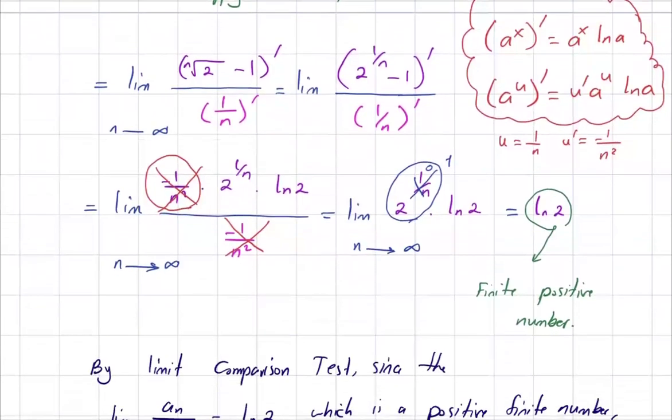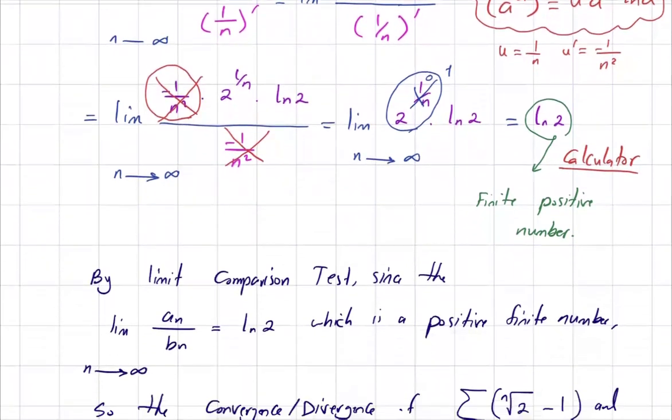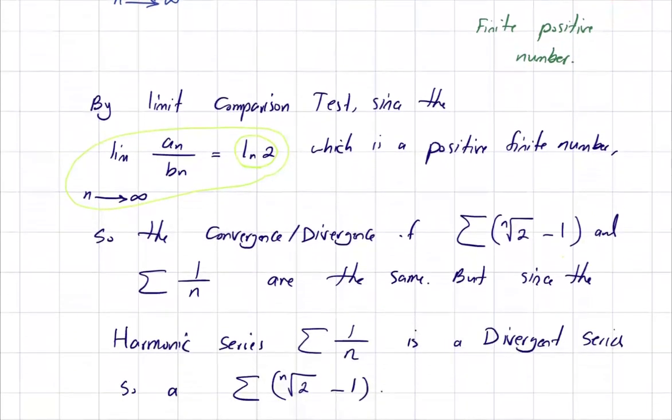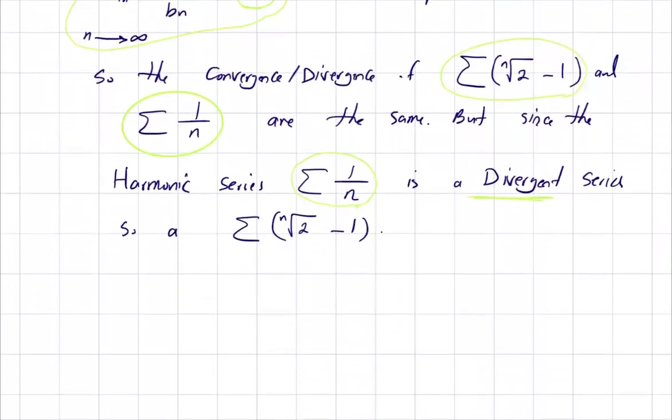You can use a calculator to approximate this number. Indeed, it's a finite positive number. So by the limit comparison test, since the limit of an over bn as n goes to infinity is a positive finite number, it means that the convergence and divergence of these two series must be the same. But we already know that this is a harmonic series, which is divergent. So the second series must be divergent as well.